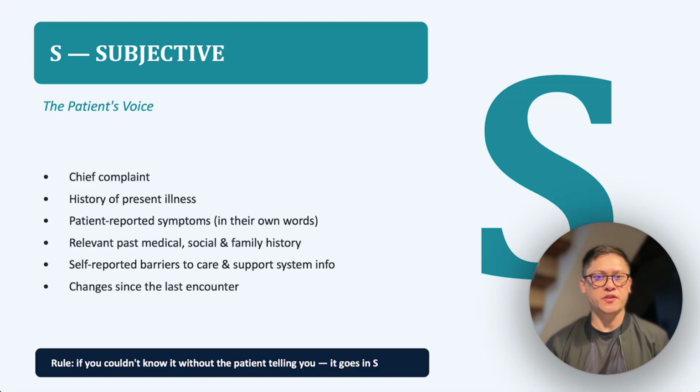For case managers specifically, the subjective section is also where you capture functional status, self-reported barriers to care, and support system information. These aren't soft observations. They're clinical inputs that directly shape your care plan. A simple rule: if you couldn't have known it without the patient telling you, it goes in S. If you can measure it, observe it, or verify it independently, it goes somewhere else.